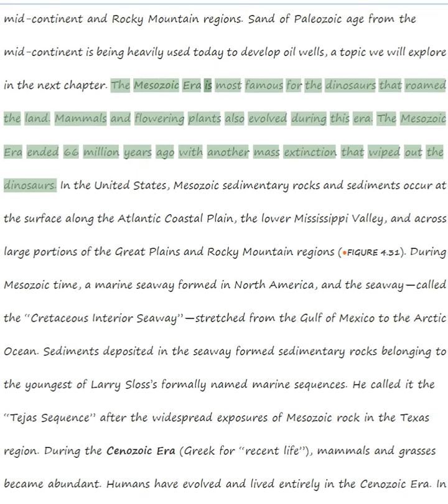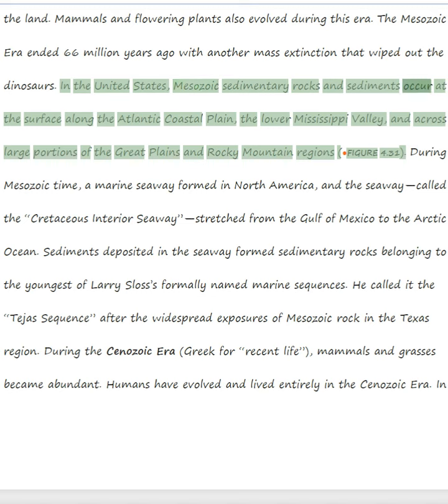The Mesozoic era is most famous for the dinosaurs that roamed the land. Mammals and flowering plants also evolved during this era. The Mesozoic era ended 66 million years ago with another mass extinction that wiped out the dinosaurs. In the United States, Mesozoic sedimentary rocks and sediments occur at the surface along the Atlantic coastal plain, the lower Mississippi Valley, and across large portions of the Great Plains and Rocky Mountain regions.